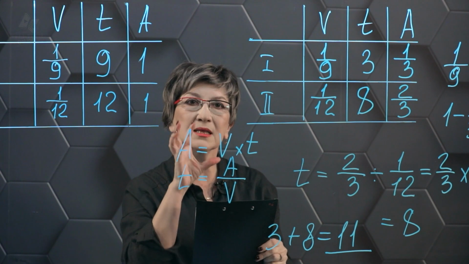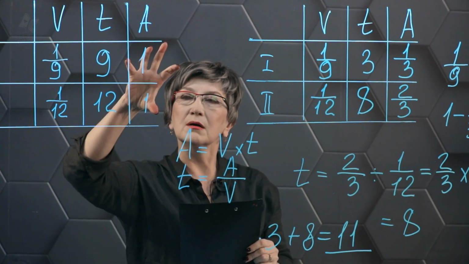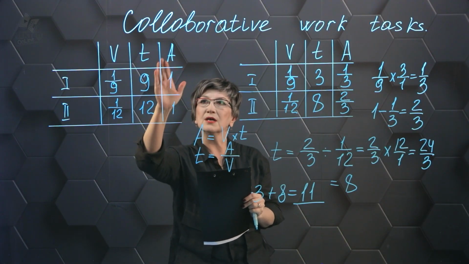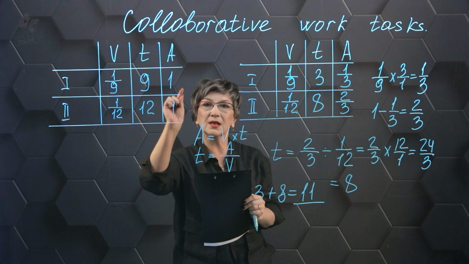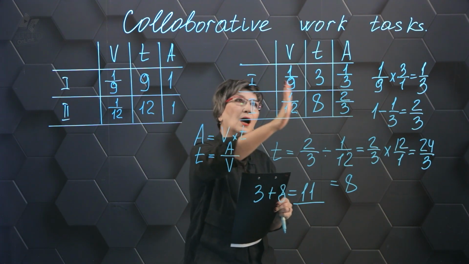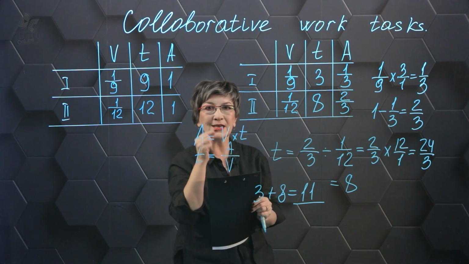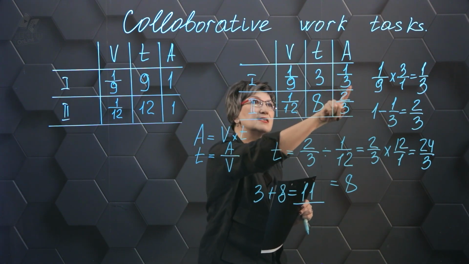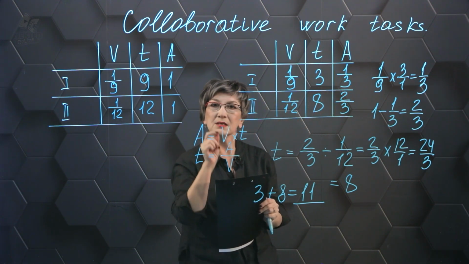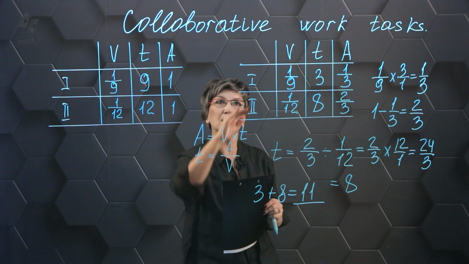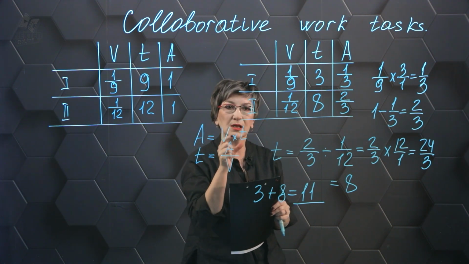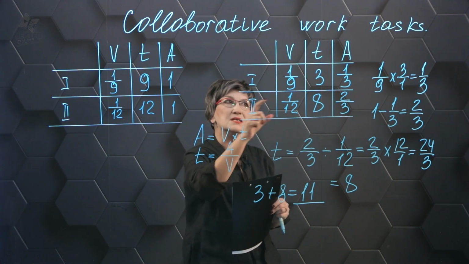Notice that when I solved the problem, I took 1 unit for the work. And in the other table, I took not a unit for the work, but parts of the work, because the first company worked for 3 months and completed only 1/3 of the work.